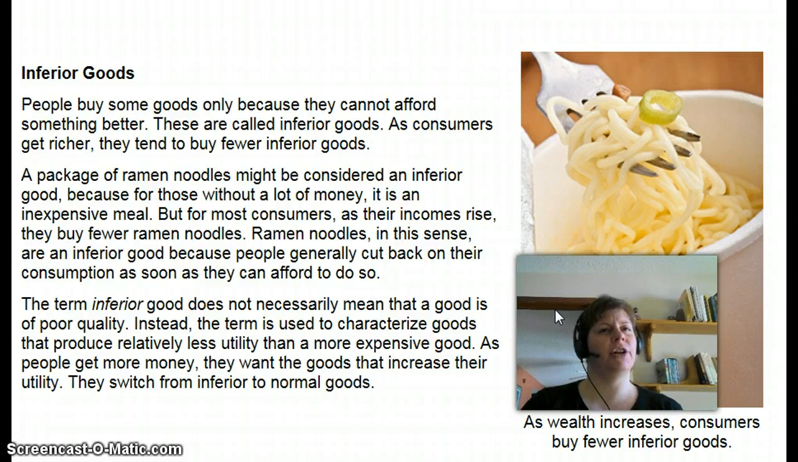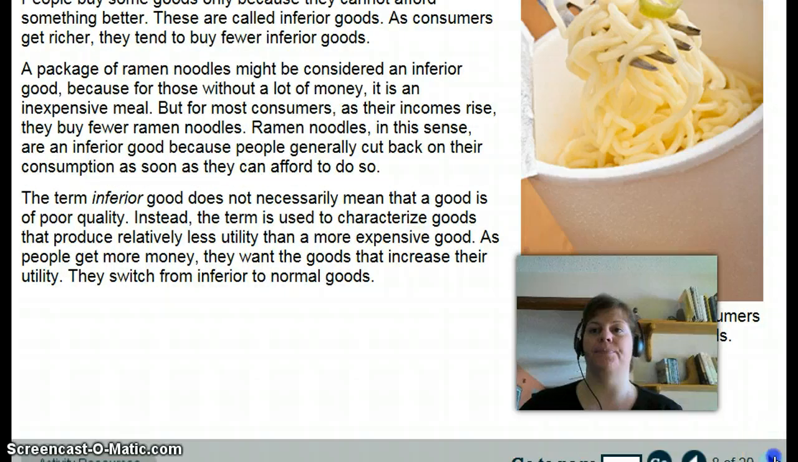The term inferior good does not necessarily mean that a good is of poor quality. Instead, the term is used to characterize goods that produce relatively less utility than a more expensive good. As people get more money, they want the goods that increase their utility. They switch from inferior to normal goods.